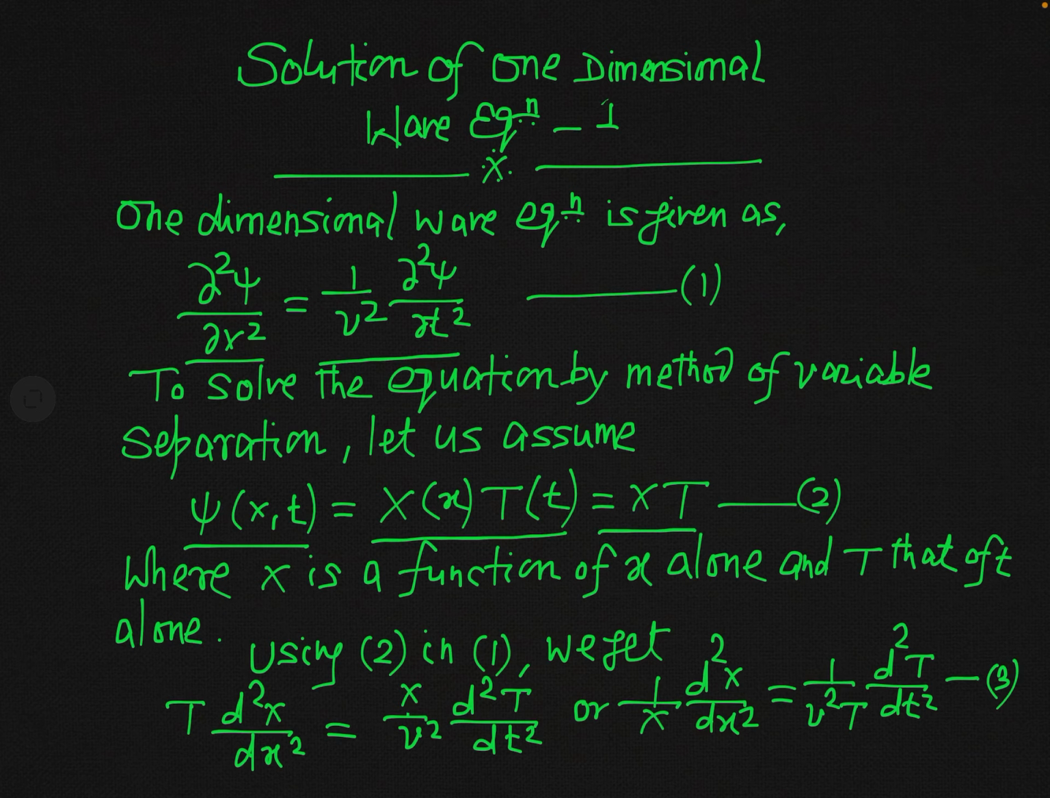Now we will use this equation 2, that is psi equal to XT, in equation 1, and you can easily see that del 2 psi by del x square will be simply T d2X by dx square, and del 2 psi by del t square will be X times d2T by dt square. And so you can equivalently write it as 1 over X d2X by dx square equal to 1 over v square T d2T by dt square.